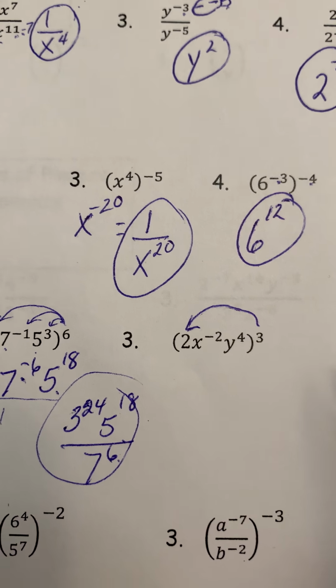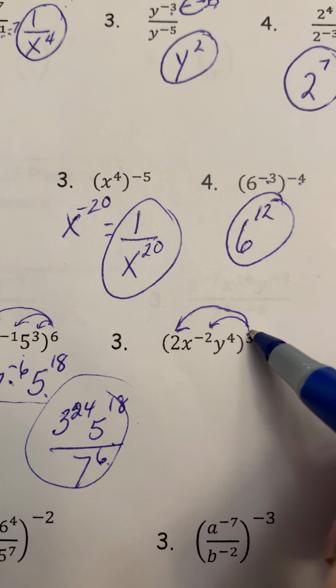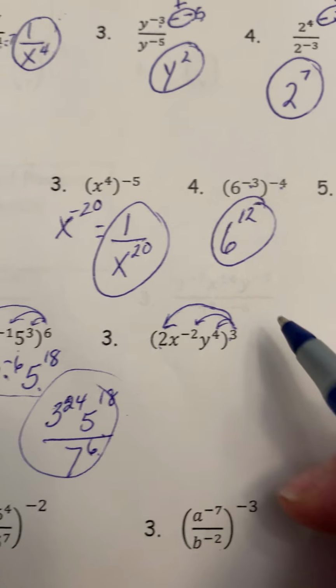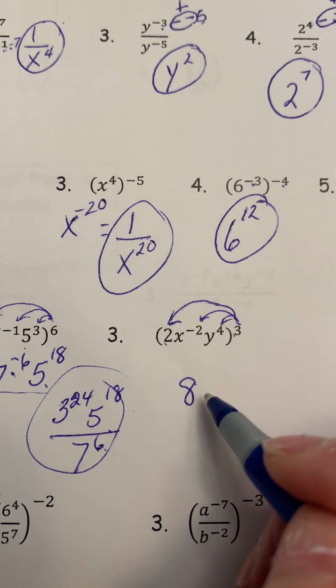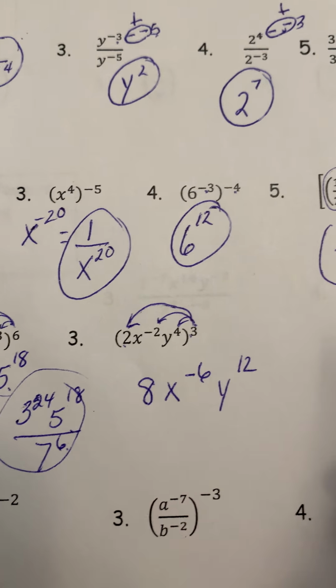Okay, now this one here you should remember from the polynomial unit. We need to cube the 2. Then we need to cube the x to the negative 2. Then we need to cube the y to the 4. So 2 cubed. You can either write it as 2 cubed, or I would write it as 8, because 2 times 2 times 2 is 8. Then we get x to the negative 6, y to the power of positive 12.